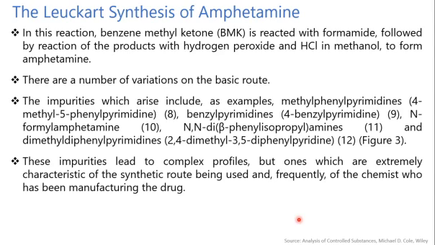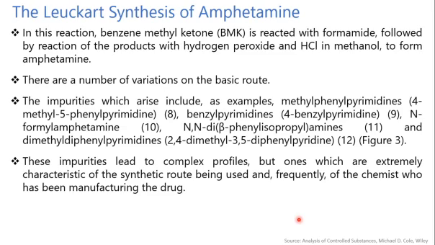Okay, so the impurities which arise include methyl phenyl pyrimidines, that is the 4-methyl 5-phenyl pyrimidine, compound 8. Then benzyl pyrimidines, that is the 4-benzyl pyrimidine, compound 9. Then N-formyl amphetamine, compound 10. Then N,N-di-beta-phenylisopropylamine, compound 11. And the dimethyl diphenyl pyridine, that is the 2,4-dimethyl 3,5-diphenyl pyridine, compound 12, are some impurities which are formed whenever the synthesis route is a Leuckart way.